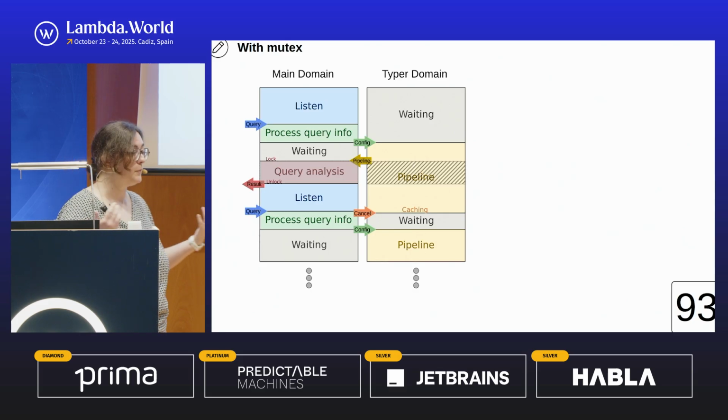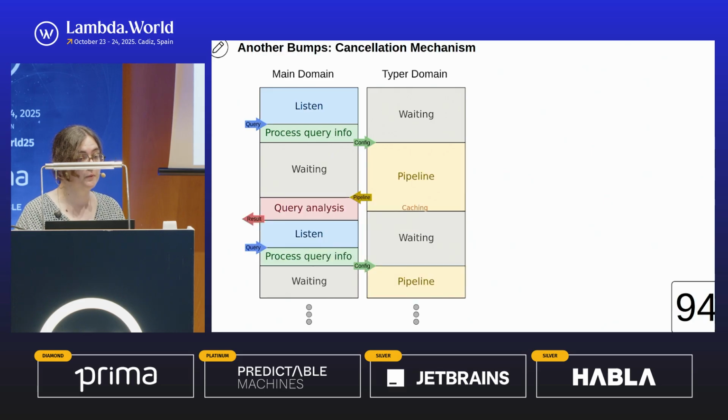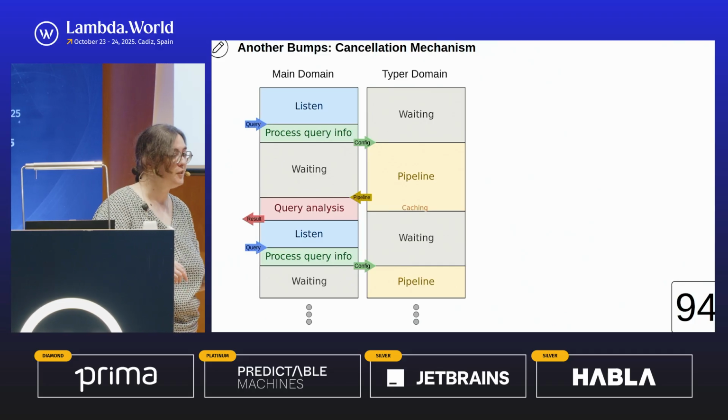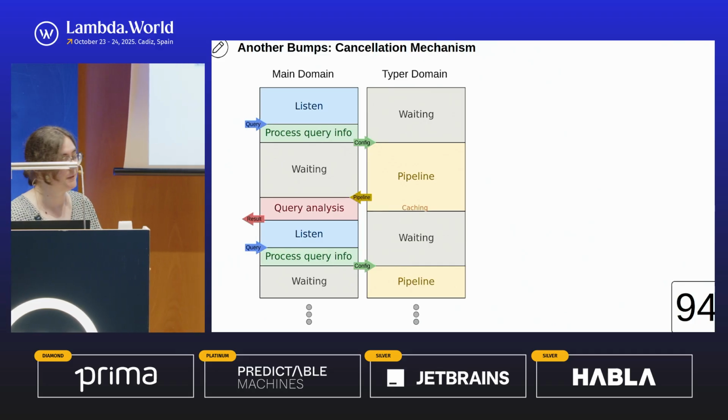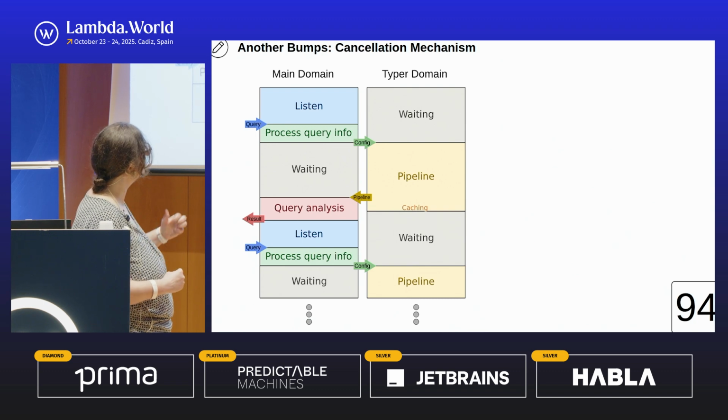It's a way to do it, but obviously we lose performance when we do that. We lose parallelism. Another bump in the road that we got, and that you may have noticed, is that the cancellation mechanism is not extremely good. In particular, it's possible to improve it.